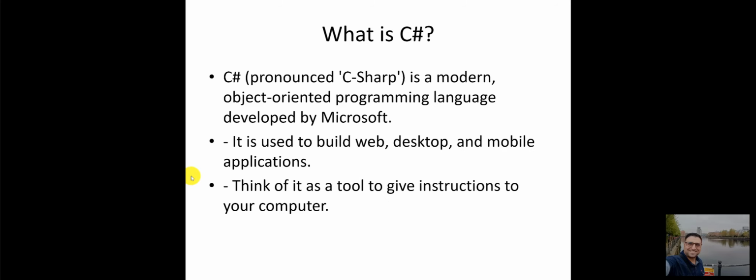C Sharp is pronounced like this, and it's a modern object-oriented programming language developed by Microsoft. And focus on object-oriented, as this is really important, because these programming languages nowadays try to mimic real-life scenarios by deriving these objects or entities from real life into the usage or utilization in the programming languages.